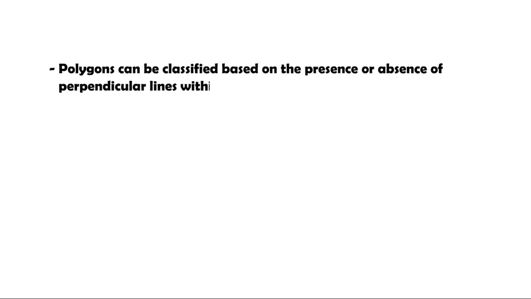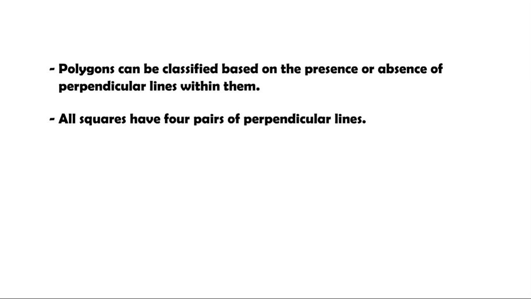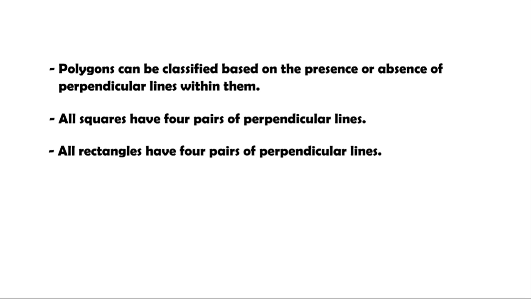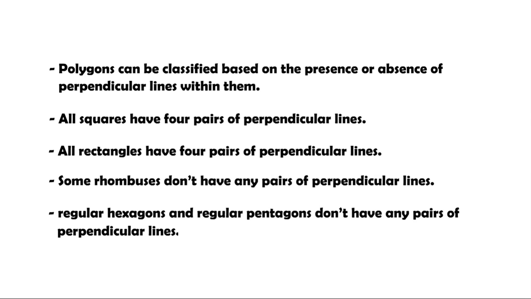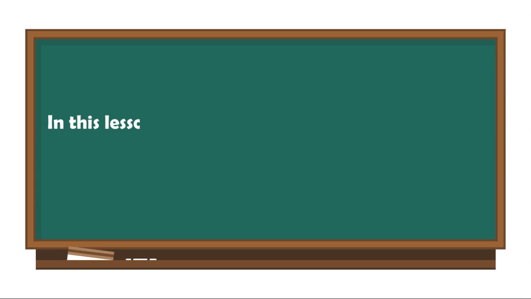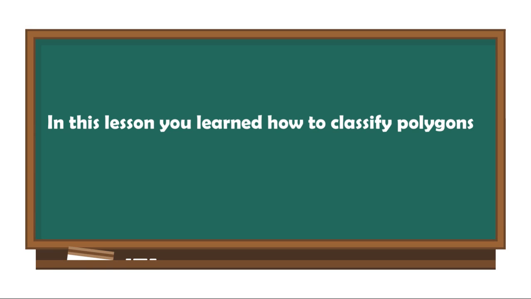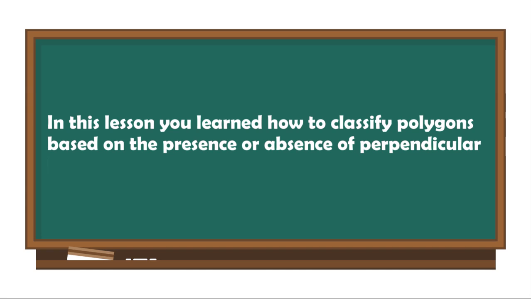To summarize, polygons can be classified based on the presence or absence of perpendicular lines within them. All squares have four pairs of perpendicular lines. Similarly, all rectangles have four pairs of perpendicular lines, while some rhombuses don't have any pairs of perpendicular lines. Regular hexagons and regular pentagons don't have any pairs of perpendicular lines. In this lesson, you learned how to classify polygons based on the presence or absence of perpendicular lines.